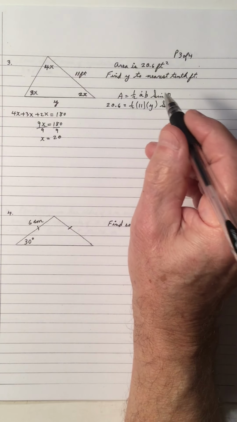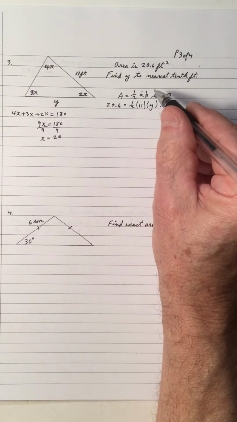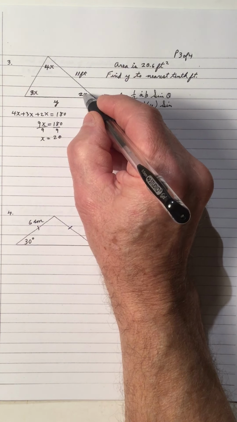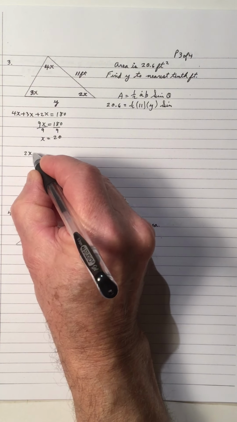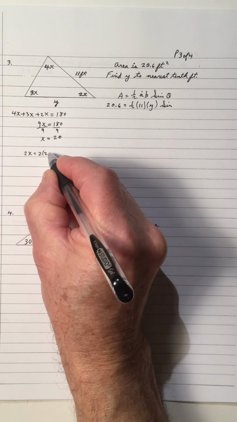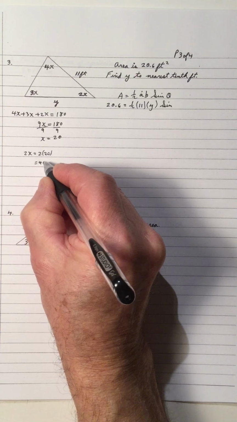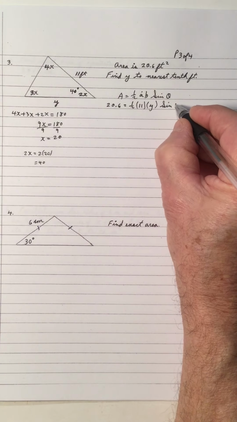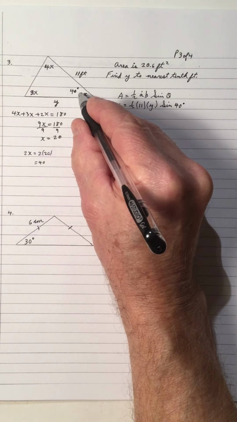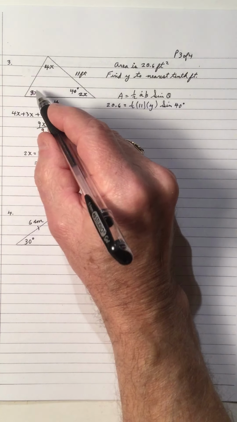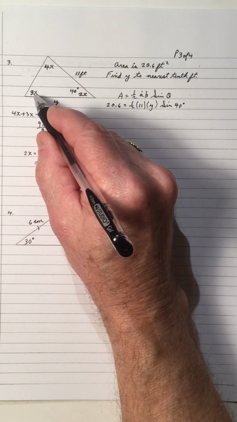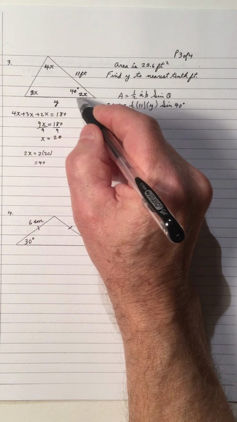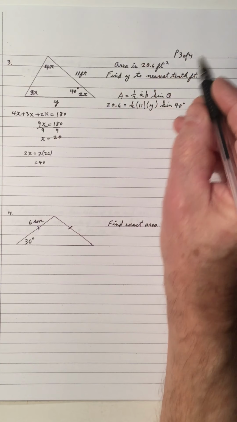Now, in order to get the area of the triangle, we have two sides, and this is the included angle. So 2x is equal to 2 times 20, so that's 40. So this angle right here is 40 degrees. It's 40 degrees I have to put in here, because this is the angle between these two sides. 3 times 20 is 60, 4 times 20 is 80. These are the other angles, but this is the angle I need between these two sides.